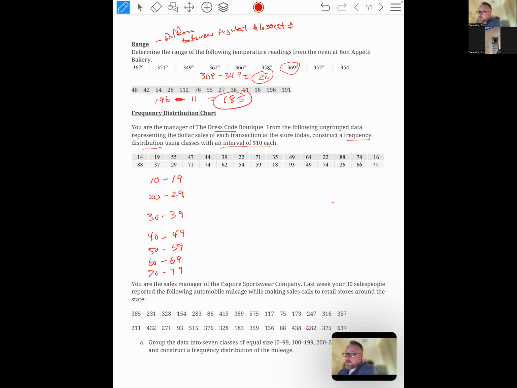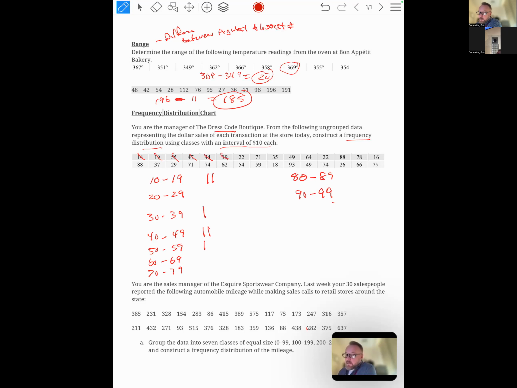And I think there's some as high as 90, so I should have made more room. So I'll just do it over here: 80 to 89, and then 90 to 99. None of them are over 100. So all I'm doing now is putting each number in one of these categories. 14 would go into this category, so cross that out. 19 would also go into that category. 55 would go into this category. 47 would go into this category. 44 would also go into that category.